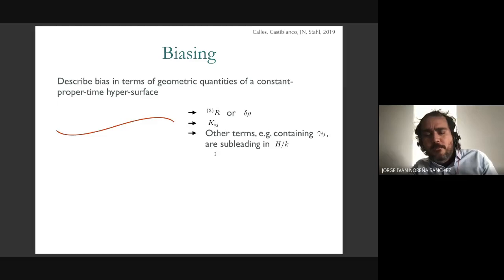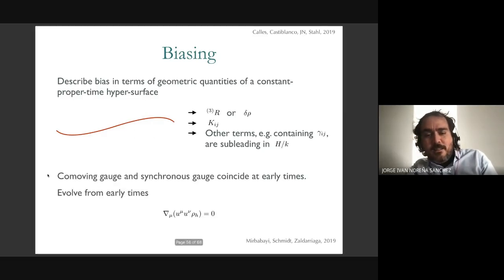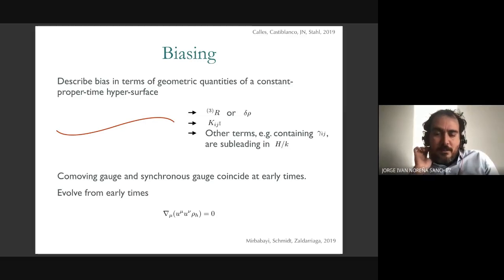So we write down a generic expansion, and we take a Lagrangian approach, meaning we describe bias for an initial overdensity at some initial time. At this initial time, simply because it's simple, the commutative gauge in which we work and the synchronous gauge coincide. So we don't have to write down these quantities in a very complicated way. We can just look at them at the initial time, and then we evolve in time. This is similar to what was done in this paper here.